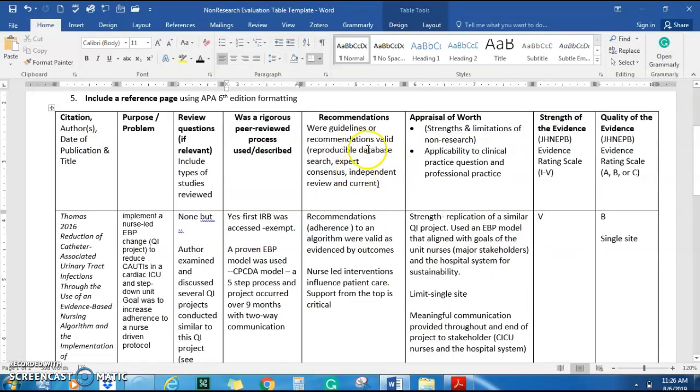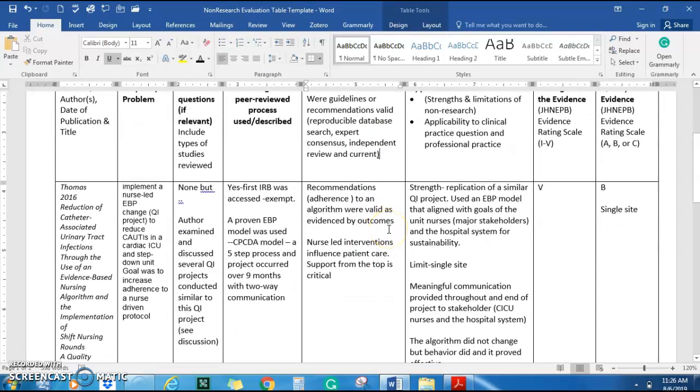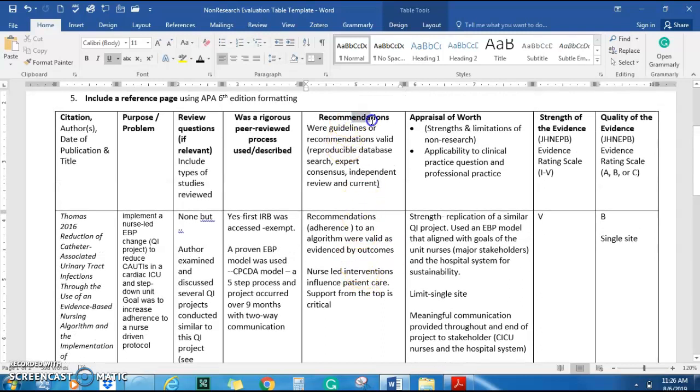Recommendations, were guidelines or recommendations valid, reproducible, through the data search, expert consensus, independent review, and current. Again, this isn't really truly applicable to this project, but they did talk about how adherent they had. They actually had adherence to the protocol or the algorithm, and that was noted in the outcomes. And so I guess here for the end I did put nurse-led interventions influence patient care, and support from the top is critical, because that was really what came out of this as a recommendation per se.